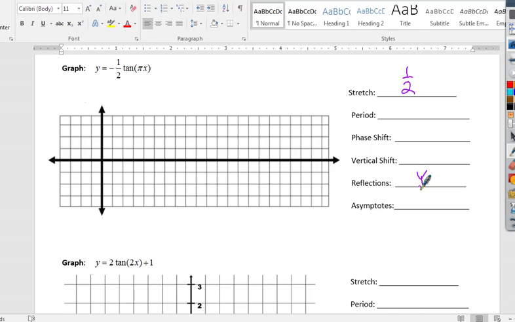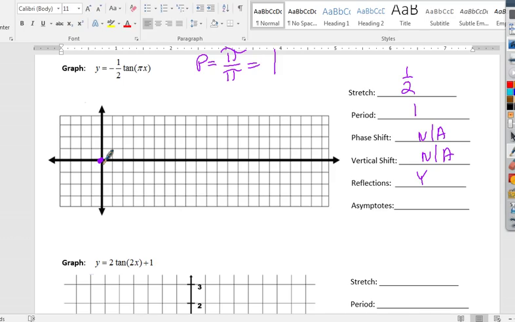Since there is a coefficient in front of the x, that means we do have a period change. So the period for tangent is normally pi. It's being divided by pi, which means this guy has a period of 1. There is no phase shift, and there is no vertical shift. Asymptotes we will list after we get the graph in there. So normally, tangent will start at the 0. Since we have no phase shift, we're just going to spread evenly in both directions.